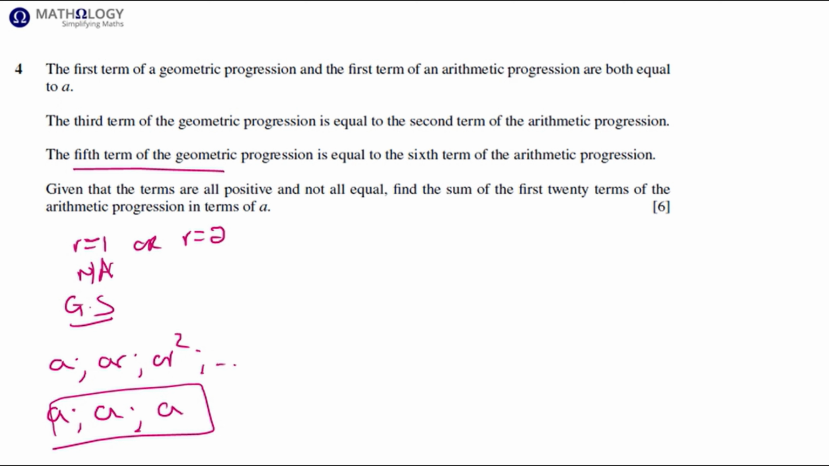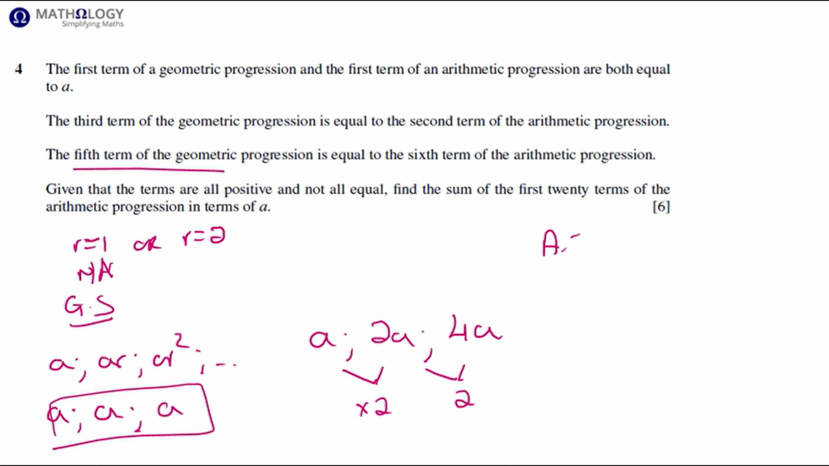So r equals 2. We'll have a, ar, which will be 2a, and then ar squared, so it's going to be a times 2 squared, which is 4a. This is geometric because we are multiplying by 2. That is your common ratio, 2. These terms are not equal, right? You cannot have a sequence a, a, a. It's not geometric or arithmetic, right? So that's why we invalidated r equals 1.